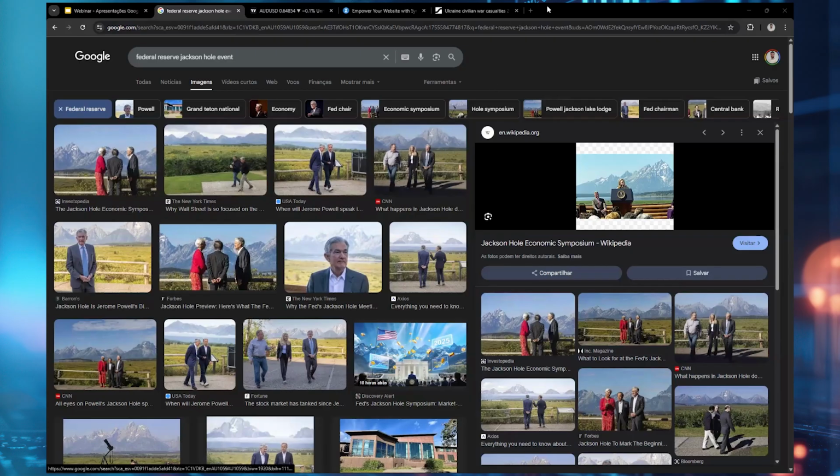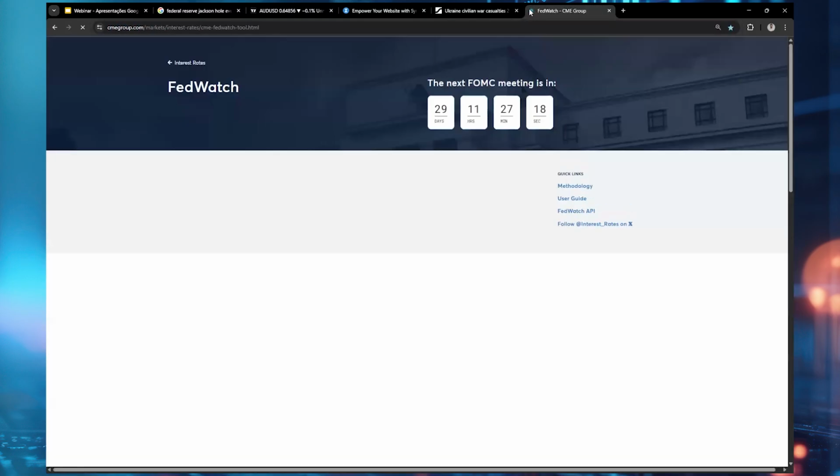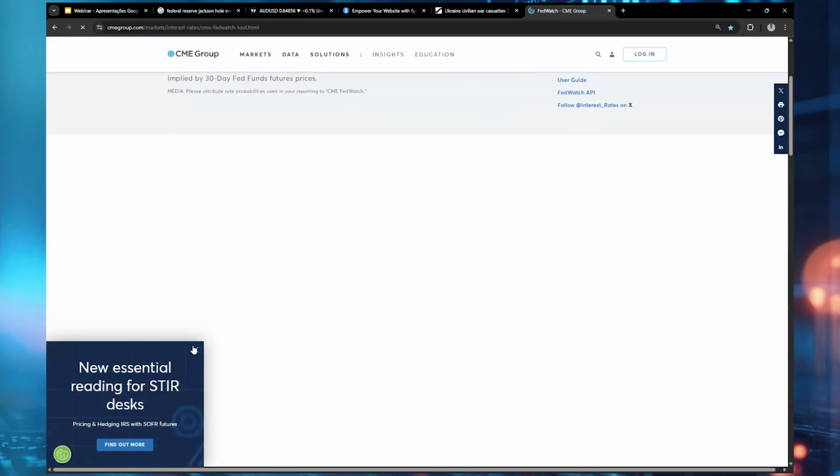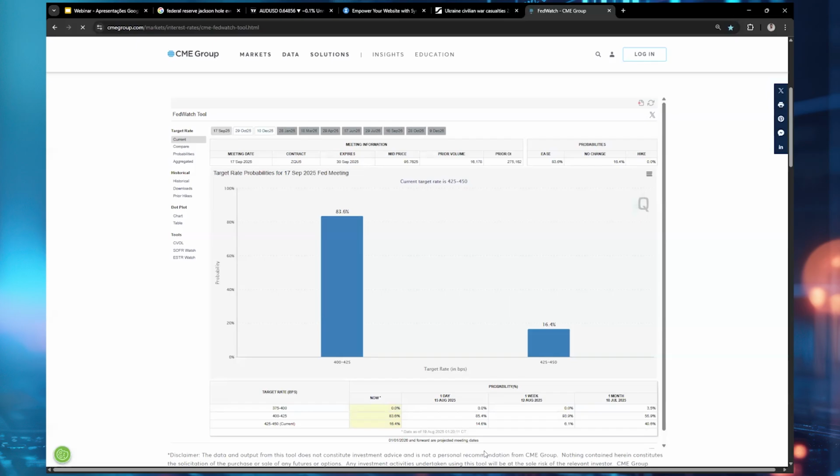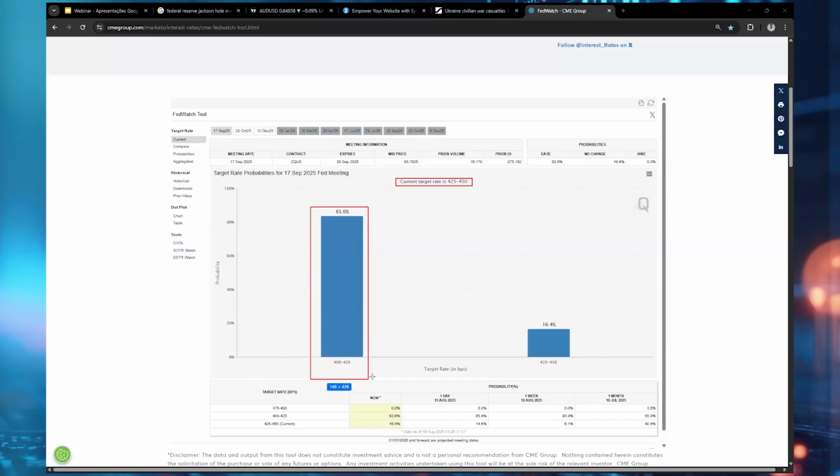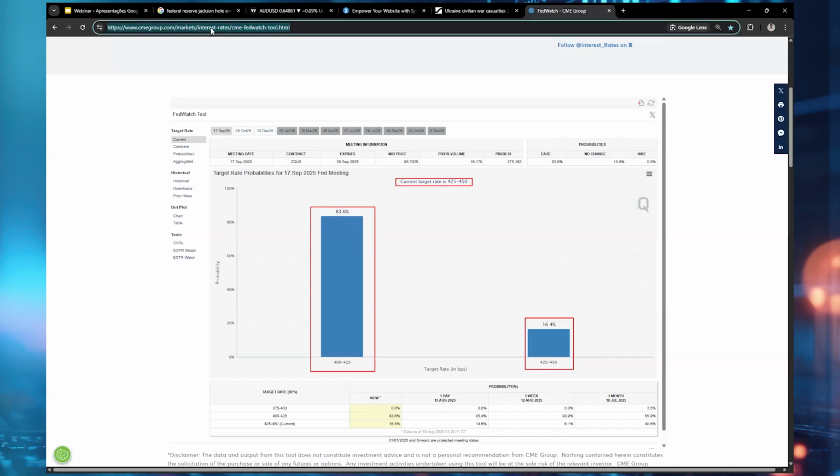So next week, what I want you guys to do is go into the CME. Let me grab my boxes. Okay, so as I say, the current target rate is 425 to 450. We have an 83.6% chance of a 25 basis point cut and a 16.4% chance of no change. Now, take a screenshot, or I can always send that to you guys. Let me just stop there and send this. So there you go.